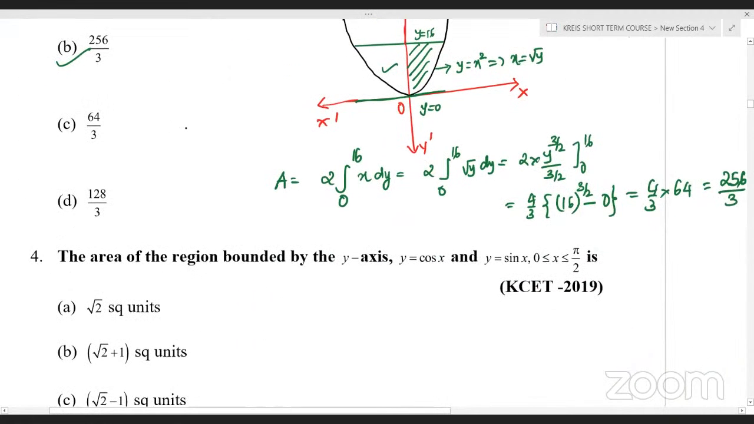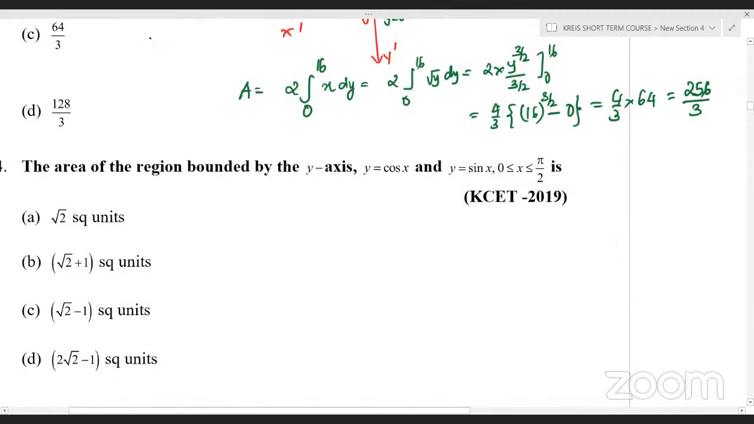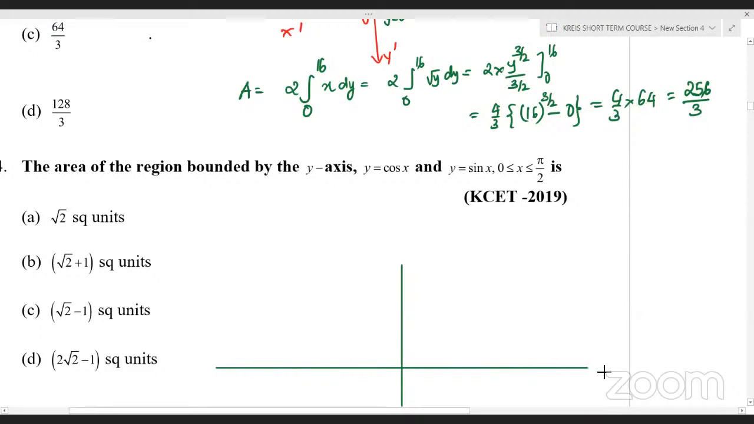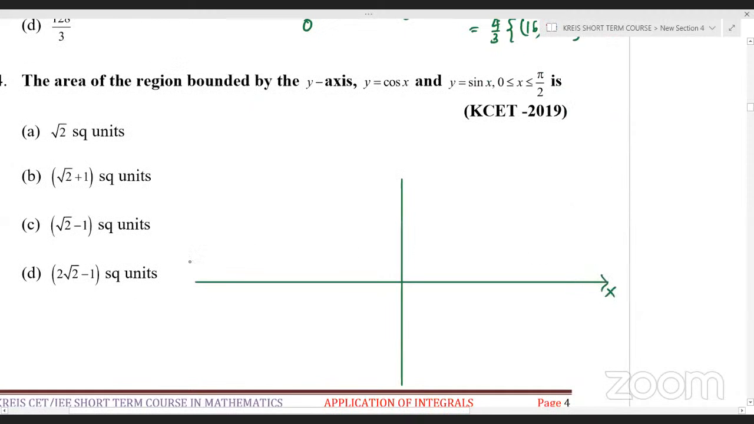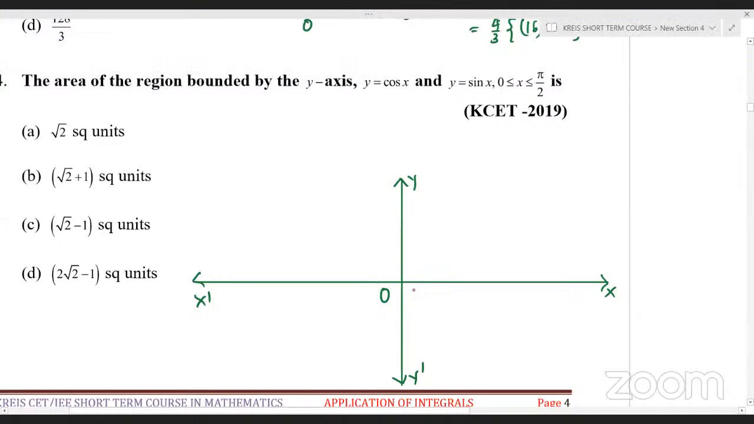Now here, area of the region bounded by y-axis, y is equal to cos x and y is equal to sin x, where x lies between 0 and pi by 2. It's a very interesting question. So here, if you take the coordinate axes, x-axis and y-axis with origin O. Now you are supposed to find out the area of the region bounded by the curves y is equal to cos x and y is equal to sin x and the y-axis. So here I will take +1 and here it is going to be -1.